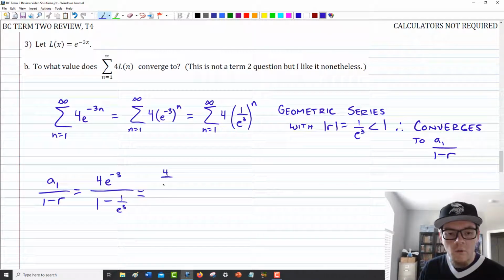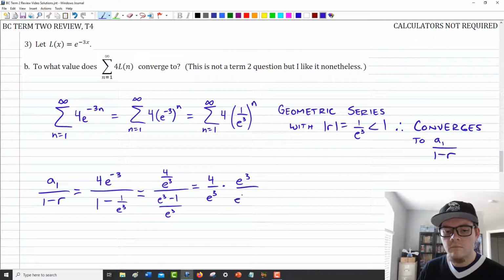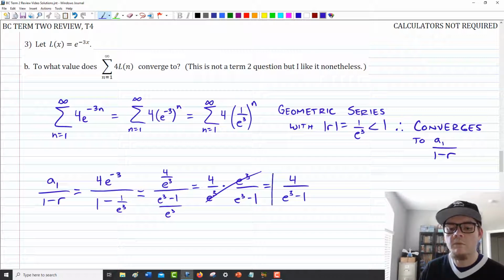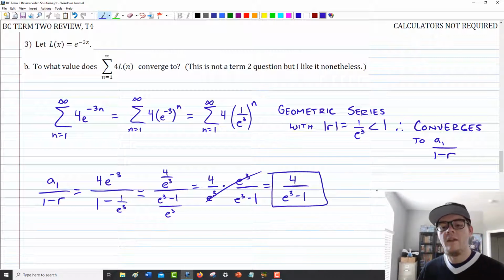Our numerator is 4 over e to the third. Our denominator, if we find a common denominator, is e cubed minus 1 over e to the third. Now, if you like dividing fractions, a good way to do that is to flip the denominator and multiply. So notice the e cubes divide out, and we're left with our value of 4 over e cubed minus 1. And there is our value.